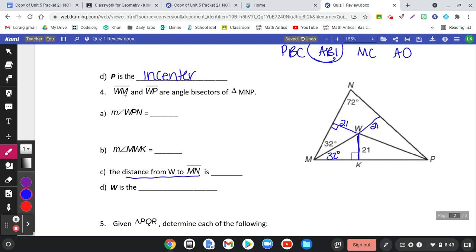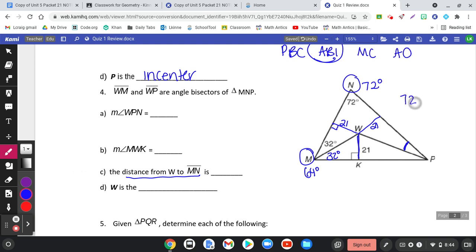All right, it says WM and WP are angle bisectors. Measure of angle WPN. WPN. So we're looking for this one here. Well, you'll notice I put a 32 down at M because we know they're angle bisectors, so the angle's cut in half. So this whole angle would be 64 degrees. This whole angle is 72, and we know all the angles in a triangle add up to 180. So we could add those up.